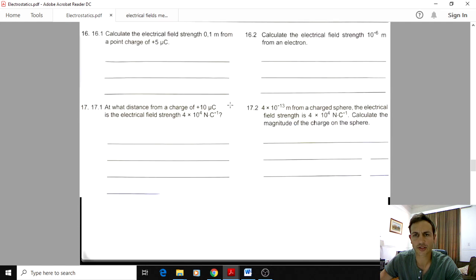Now here are a couple of questions. Calculate the electric field strength 0.1 meters from a point charge of 5 microcoulomb. Remember, you've always got to write your magnitudes in scientific notation. You don't write microcoulomb, you don't use that symbol in your calculation. You don't say 5, you say 5 times 10 to the power negative 6.